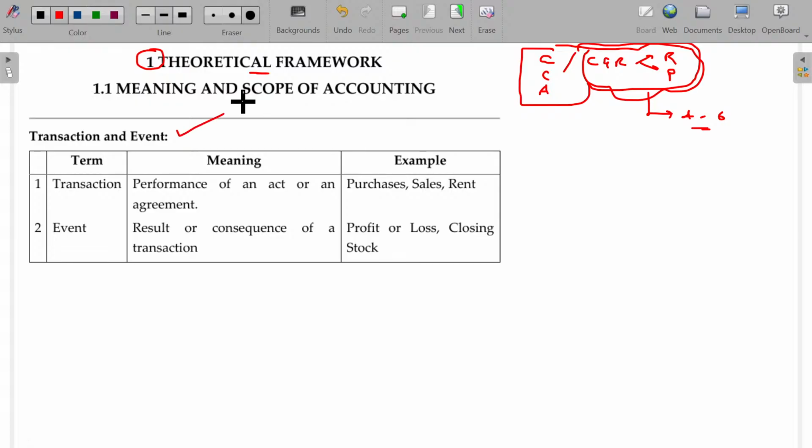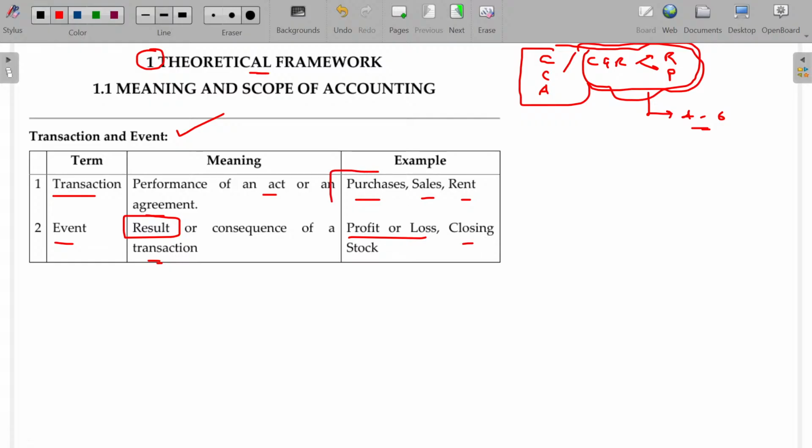Transactions and event. You have to understand the difference between transaction and event. Transaction is nothing but the action between the two parties or an act as per the agreement, like purchases, sales, rent. Event is nothing but the result or consequences of the transaction, like profit or loss due to the operations and the closing stock. All these things are event.